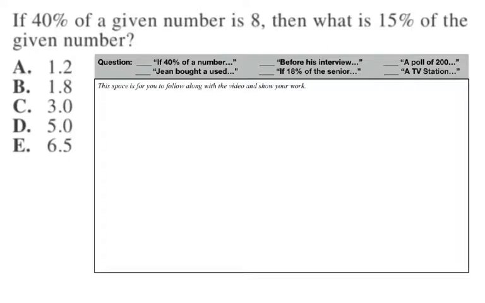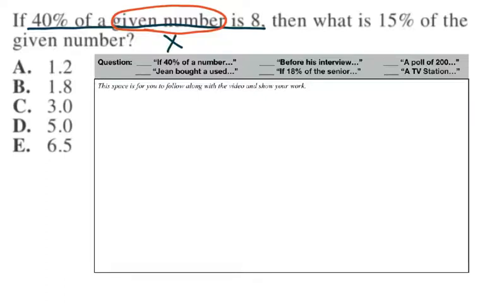So the first part of the question says 40% of a given number is 8. I see the words given number, but it doesn't tell us what that number is. So we know 40% of some number is 8. If we don't know a number, we're going to call it x. And in this case, 40% of x is 8.